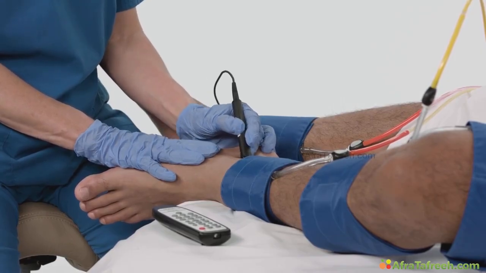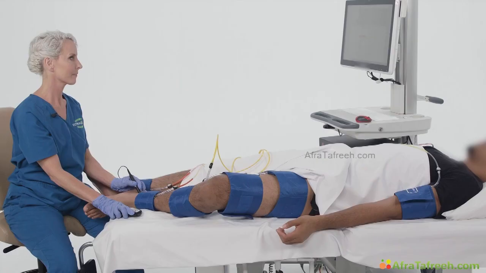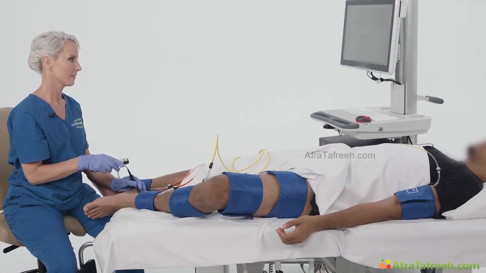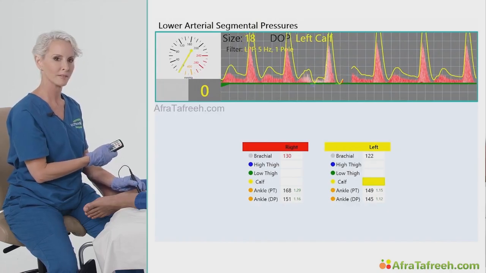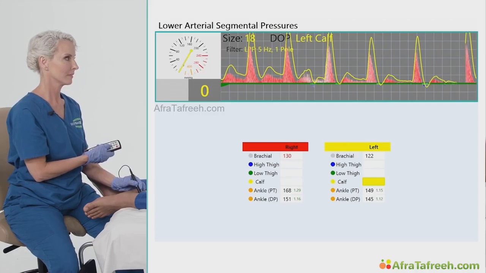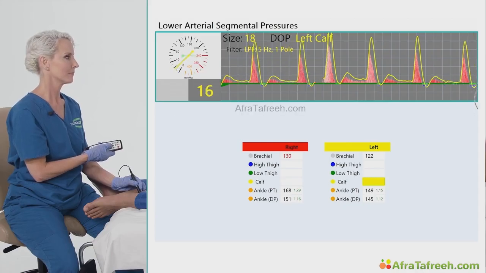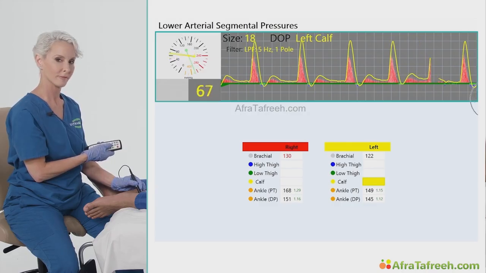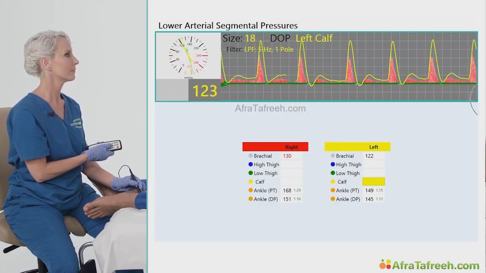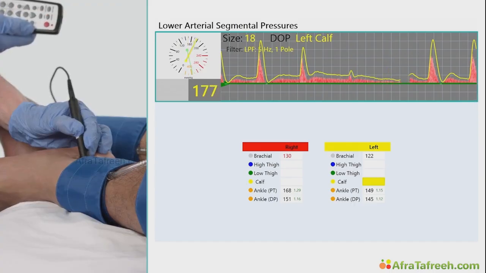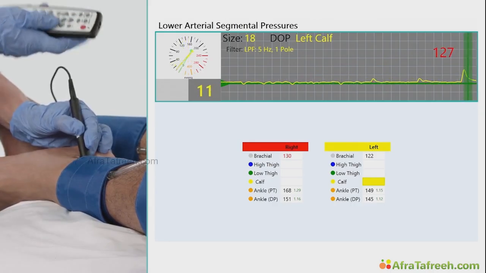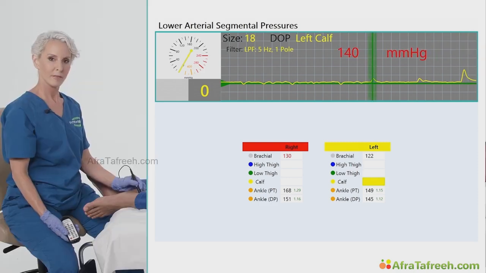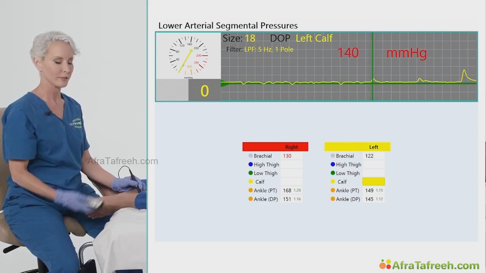So I place my probe near the medial malleolus, obtain a strong Doppler signal, moving my probe side to side. Make sure you're center lumen, and inflate. I'm inflating the calf cuff. Be sure to tell your patient that it might get a little tight and to let you know if they can't tolerate it. The right calf pressure is 140 millimeters of mercury.